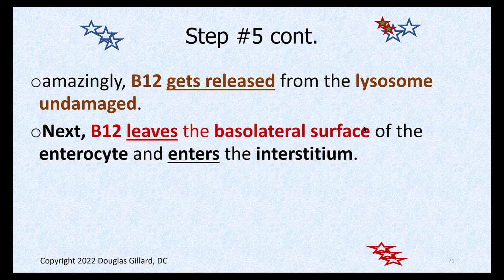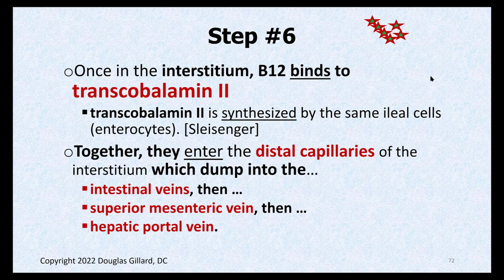Now, it doesn't hook up with anybody inside the enterocyte. It gets spit out the bottom, not into the lumen of the intestine. It gets spit out into the interstitium, out the basolateral surface. And there's another partner it's waiting for. This one's called cobalamin 2. So it binds with that in the interstitium, just underneath the epithelial cells of the enterocytes, or the mucosal layer.